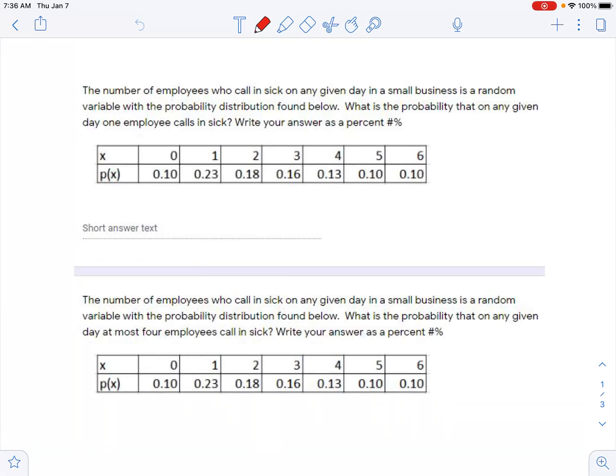Hey there, guys. I want to go through just this check for understanding. A lot of people did really well on it, but there are a couple questions I wanted to go through, or I'm going to go through all 5 of these questions.